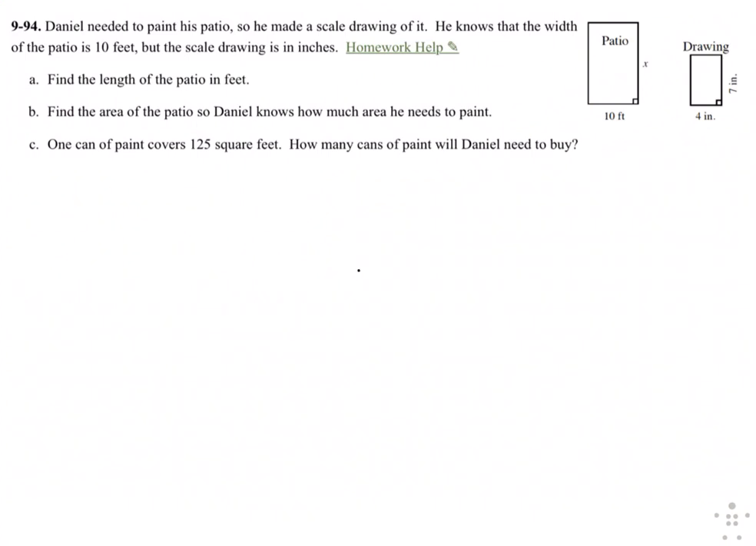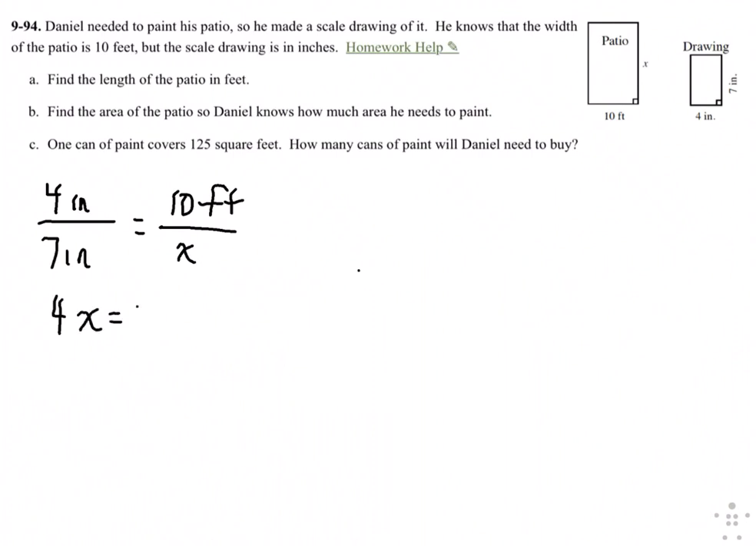Okay, 94, they have these similar drawings, right? The scale drawing. So A says find the length of the patio. So we could set up a proportion. We know it's 4 inches to 7 inches, and that has to be the same as 10 feet to what, right? X feet. So we get 4 times x equals 7 times 10. 4x equals 70. So x equals 70 over 4.